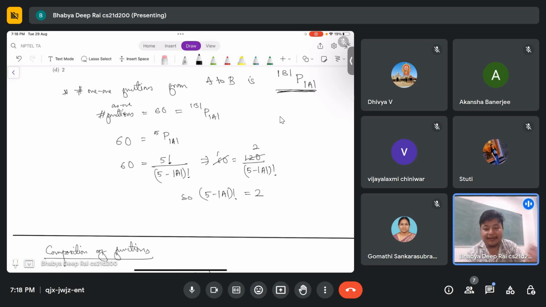Now this question is logical. What factorial will be equal to 2? There is only one number whose factorial is equal to 2, and that is 2 itself, right? 2 into 1 is 2. So 2 factorial is equal to 2. There is only one such number. So it means that 5 minus size of A equals 2, which means that size of A equals 5 minus 2, which is equal to 3. So the answer is option C.